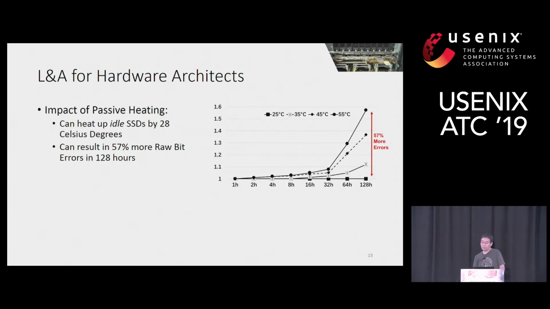So here's another experiment where we increase the ambient temperature of an idle SSD from its default 25 degrees for an extended period of time, up to 128 hours. And then at the end of the test, we read the whole drive and look at its raw bit error rate. As you can see from the graph, the higher the temperature, and the longer the period that the node is under that temperature, the higher its raw bit error rate.